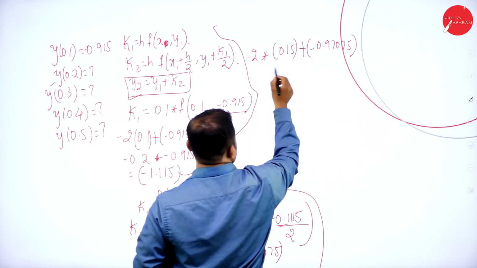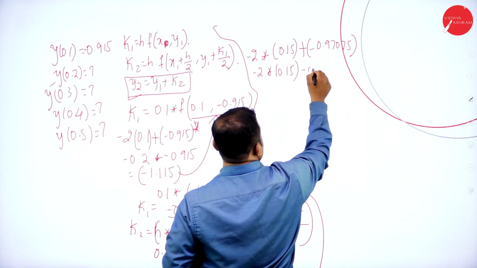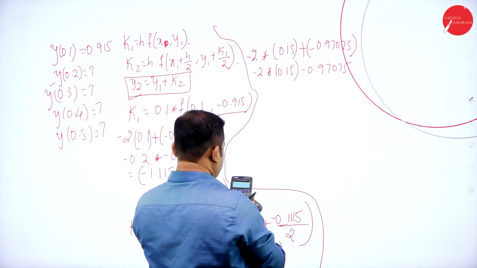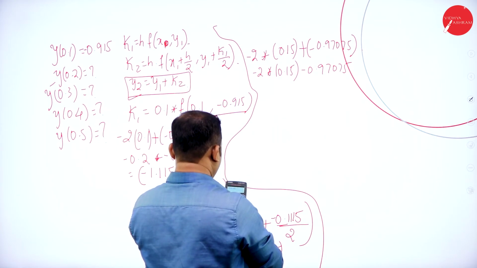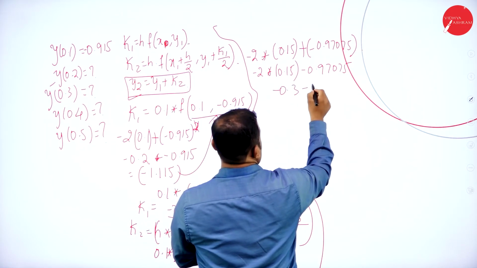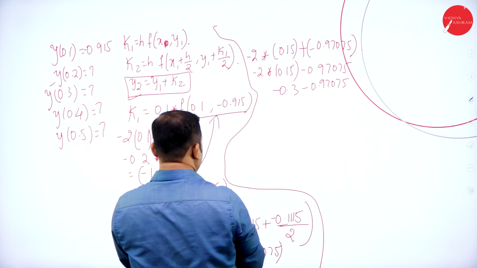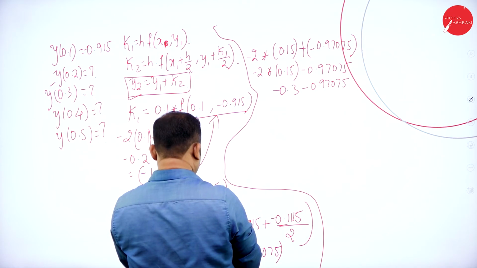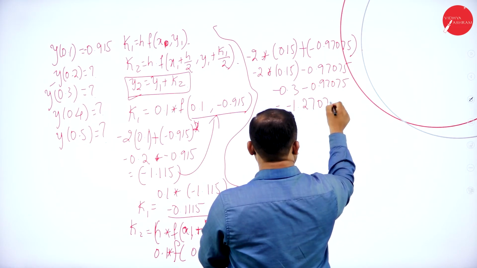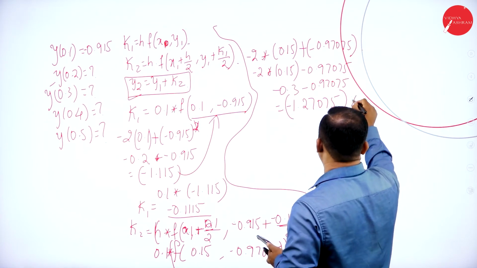0.97075. If I solve this, what is the value I am getting? Minus 2 into 0.15 minus 0.97075. If I further simplify this, what happens? Minus 2 into 0.15, which is equal to minus 0.3, minus 0.97075, which is equal to minus 1.27075, which must be multiplied by, this is the function we have obtained now, into 0.1.